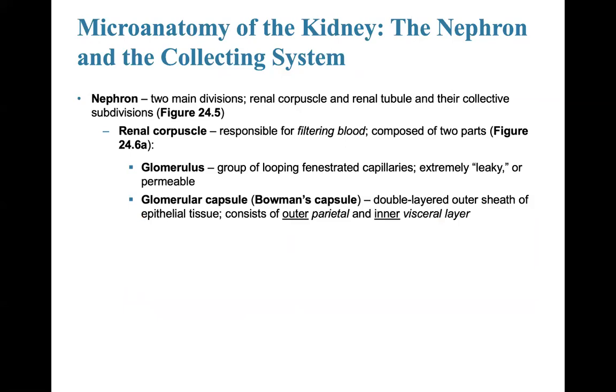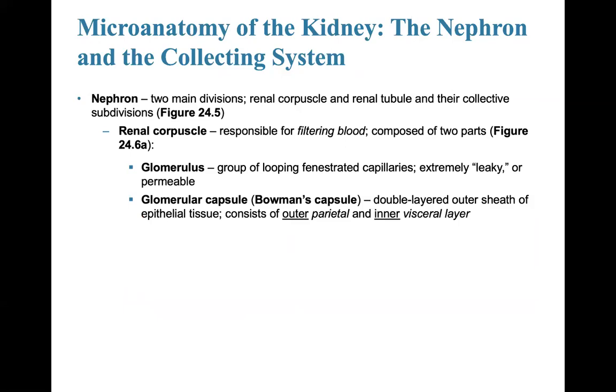So the nephron, there are two main divisions. You have the renal corpuscle and the renal tubule, and they're collecting subdivisions. The renal corpuscle is responsible for filtering blood, and it's composed of two parts. The glomerulus, which is a group of looping fenestrated capillaries. These fenestrations are quite prominent, and that allows the capillary bed to be extremely leaky or permeable.